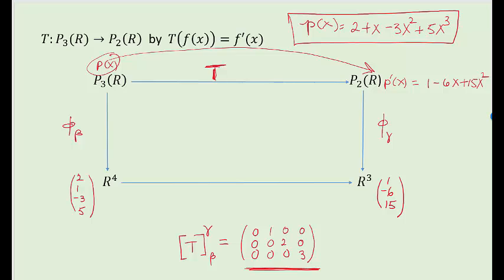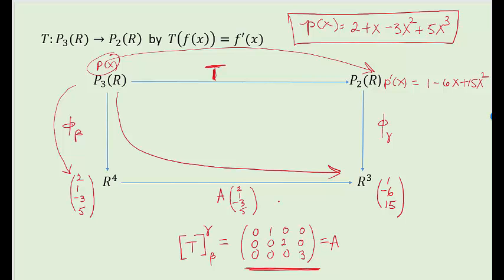Or we could transform p of x, using phi sub beta, into its coordinate vector, and then we're going this way, in other words: send its coordinate vector, multiply it by this matrix. Let's call this matrix A. We would take A and multiply it by that vector, 2, 1, negative 3, 5, and we would get this, which is the result that you would get by taking the derivative and putting it into its coordinate vector in R3.